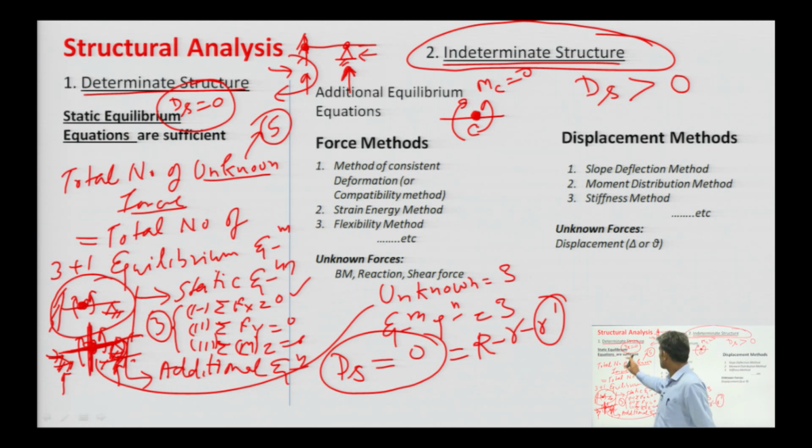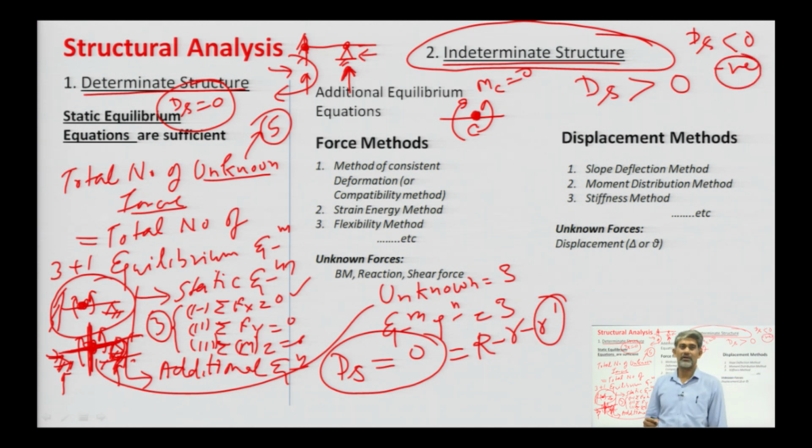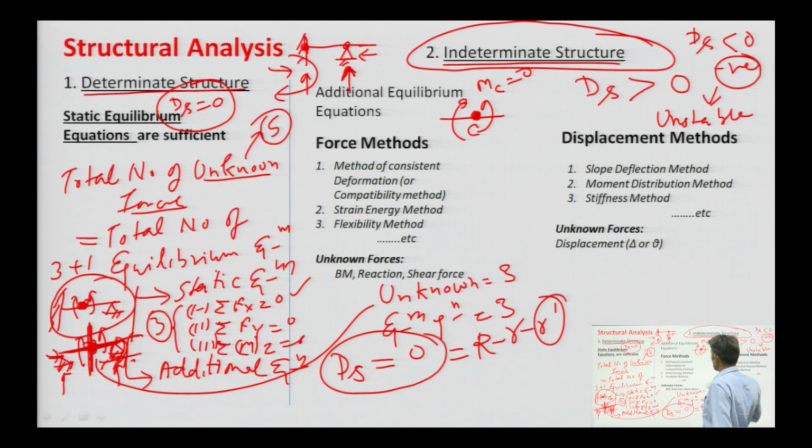Determinate is equal to 0, and if the value of ds is less than 0, meaning a negative value, which type of structure will we have? Actually, if the structure has a negative value of static indeterminacy, then the structure will be unstable. Okay.